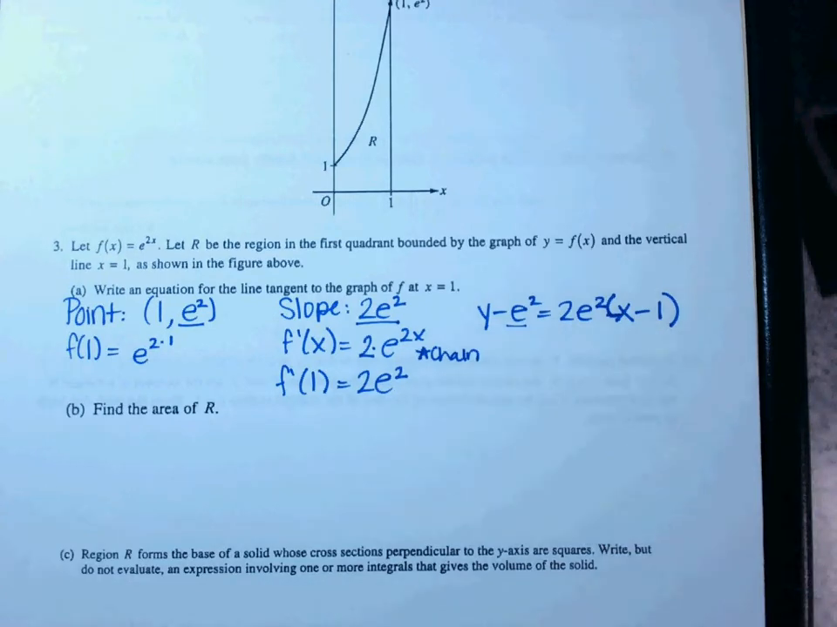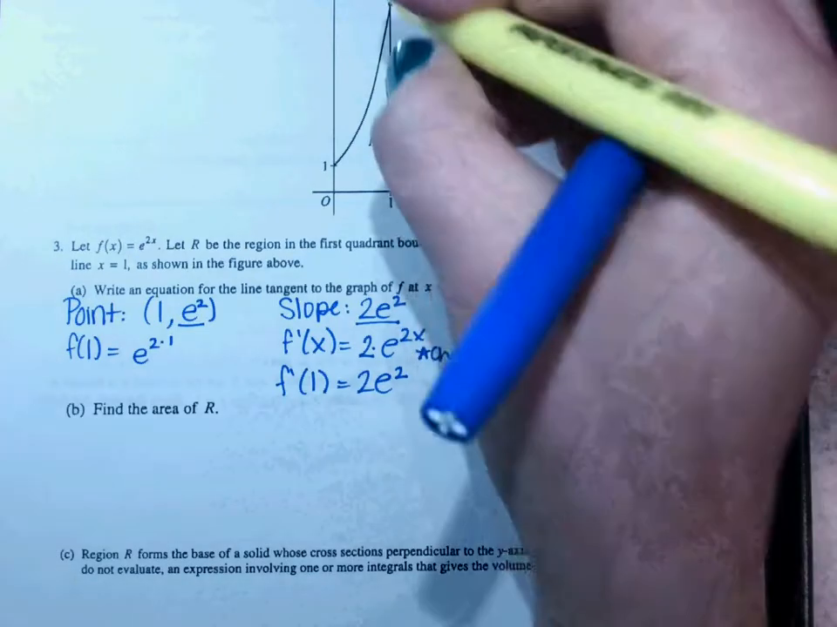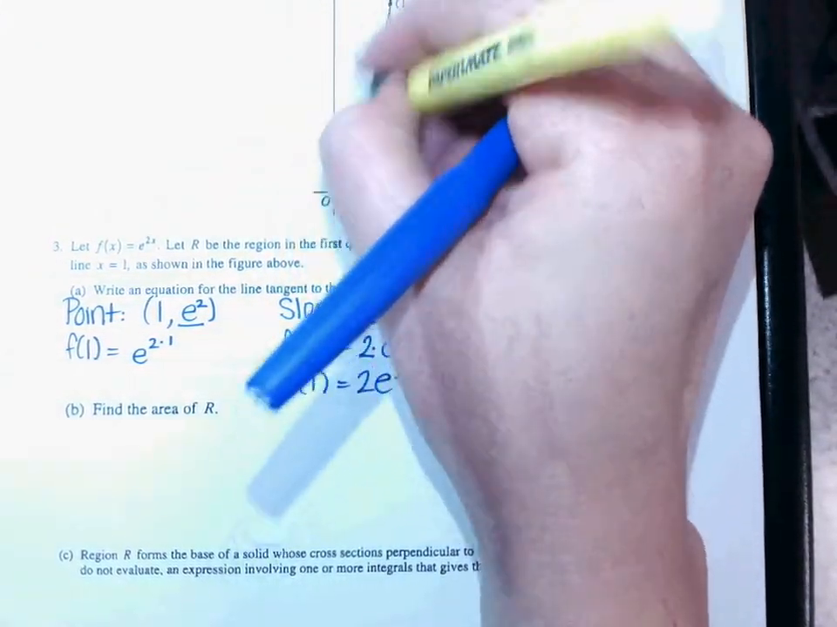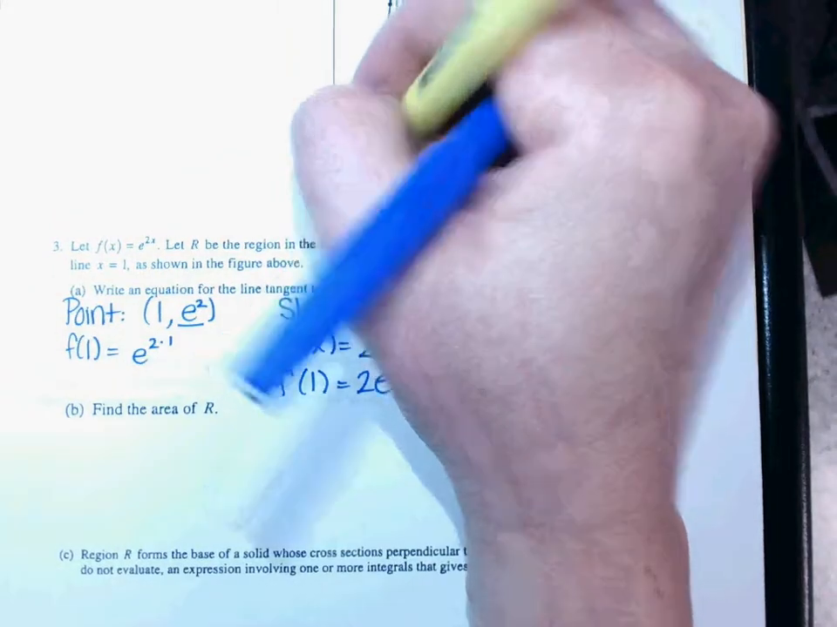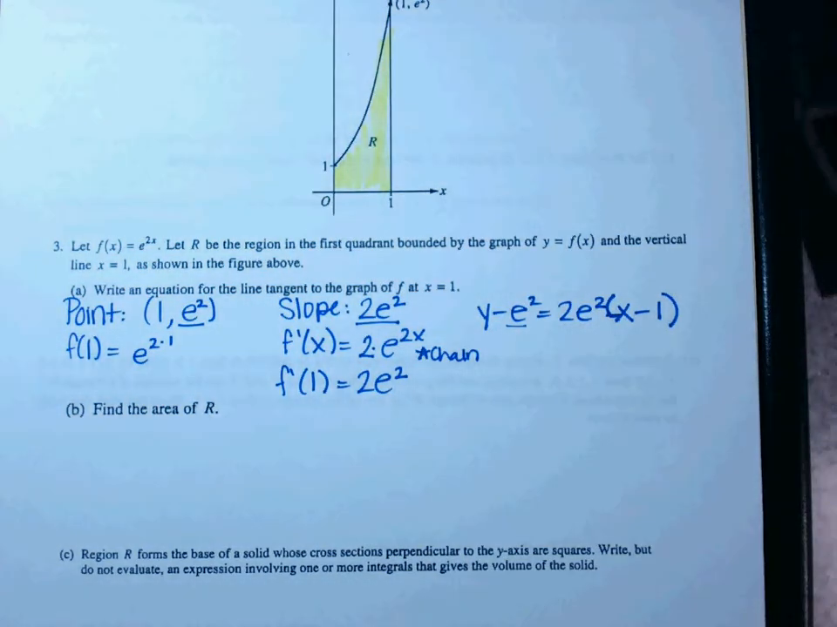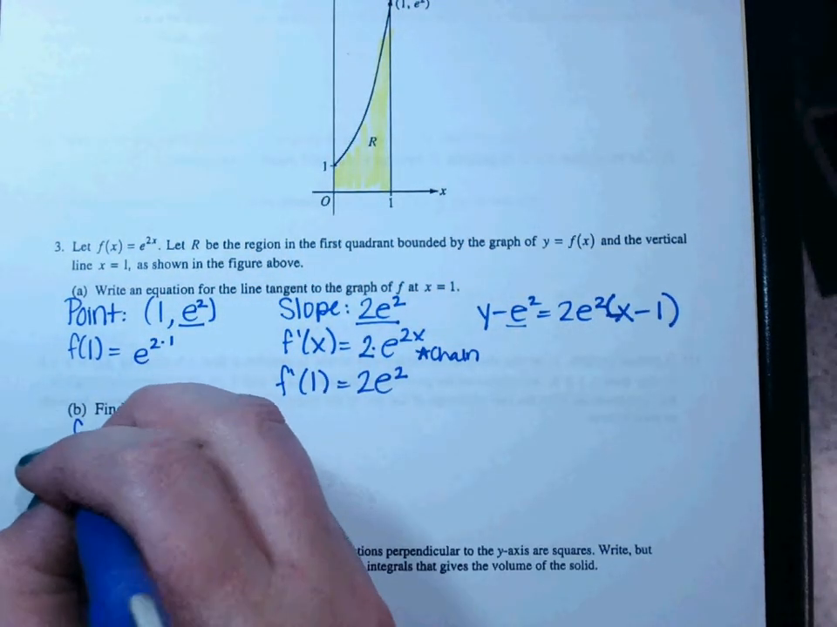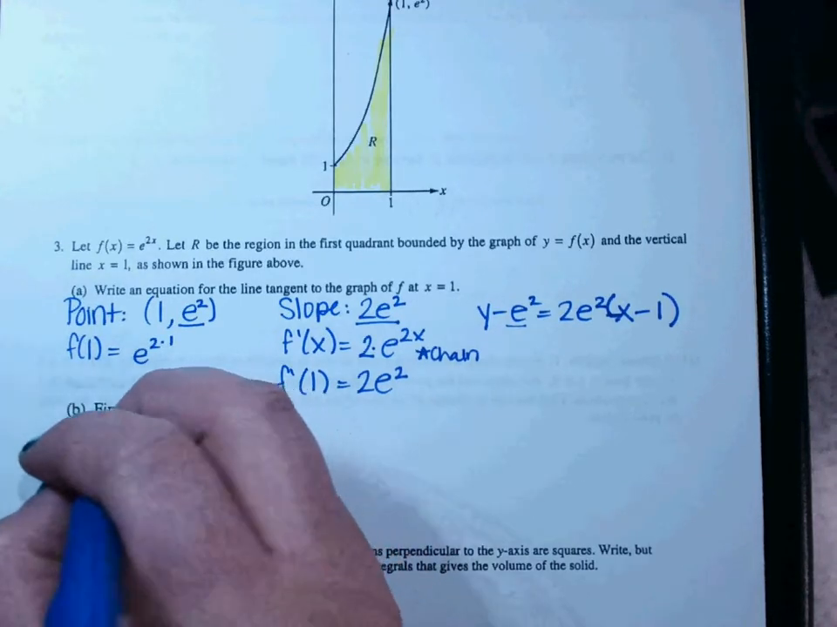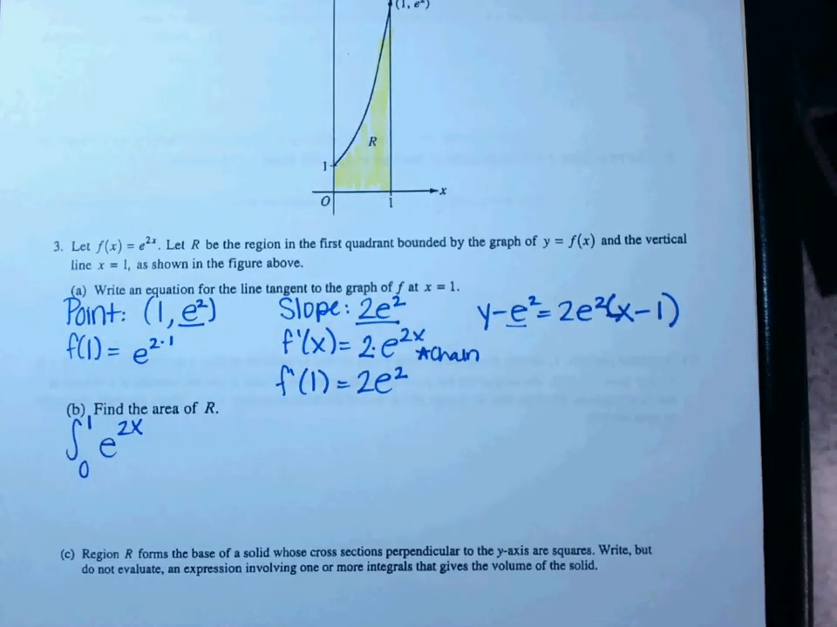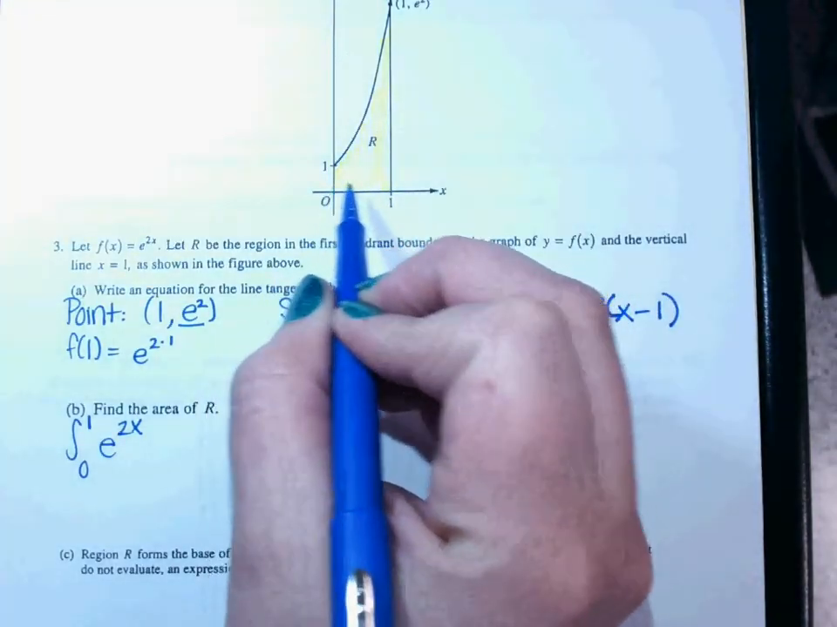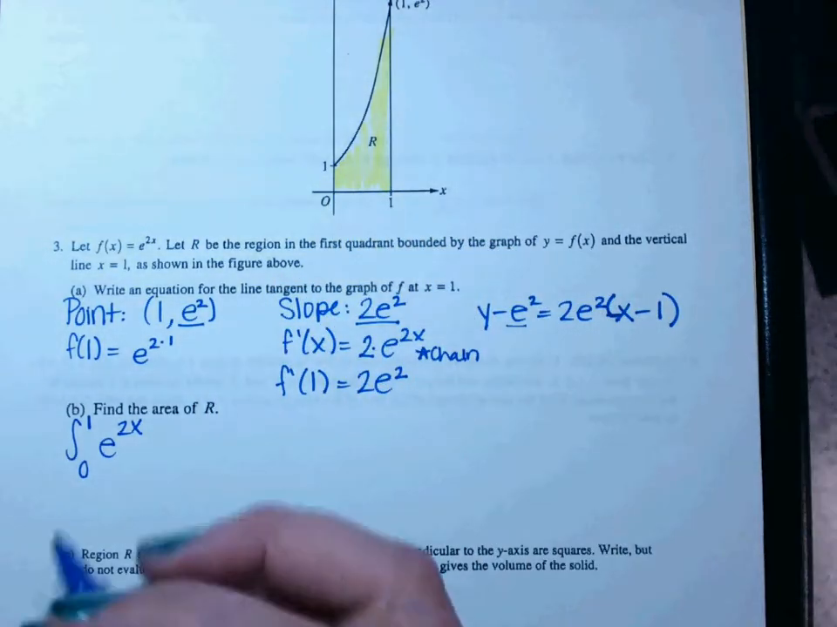Good on part A? Okay, part B, for area, you only want to integrate under the function. Okay, and then we're integrating from where to where? 0 to 1. Okay, 0 to 1. And then the top of my function is e to the 2x. The bottom of the function would just be the x-axis. So that'd be like e to the 2x minus 0, but you don't have to write that, yeah?